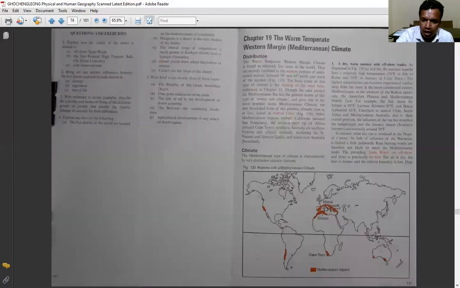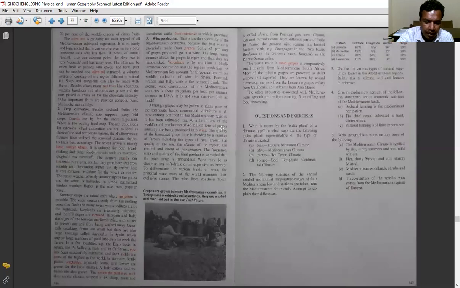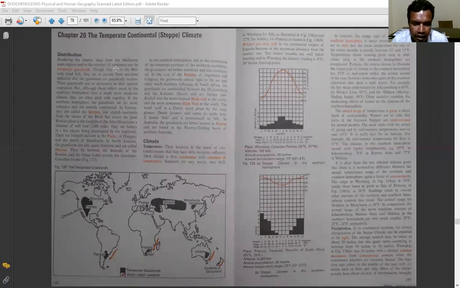Now here you can see all the types of climates have certain names. The steppe type of climate is called the temperate continental climate. Temperate continental means what? Why is it called temperate continental? Because they are found in the temperate zone. So is it a warm temperate zone or cold temperate zone? 30 to 45 degree latitude. Warm temperate. So the warm temperate continental.